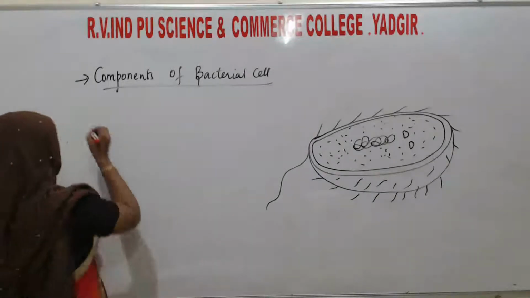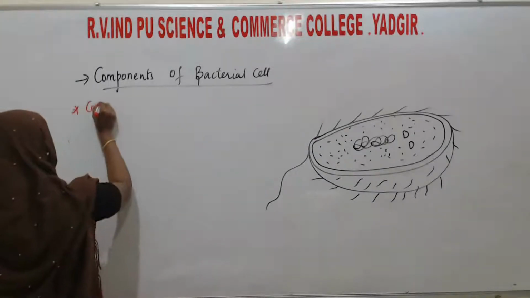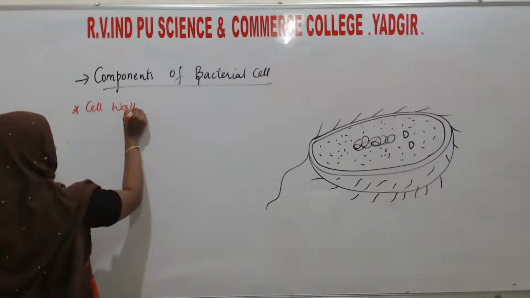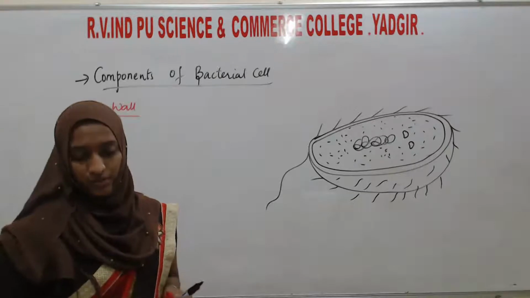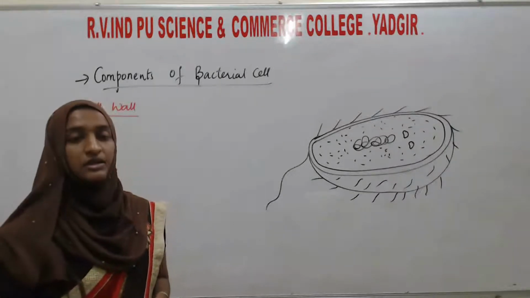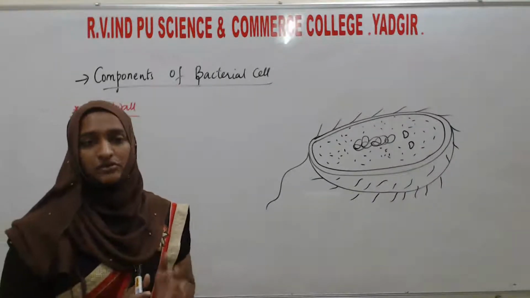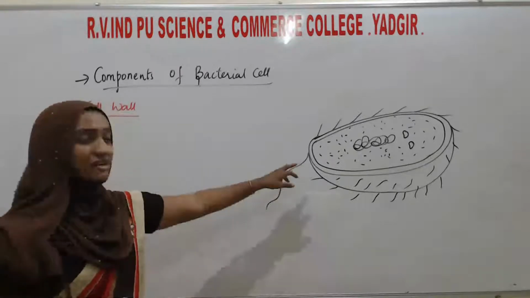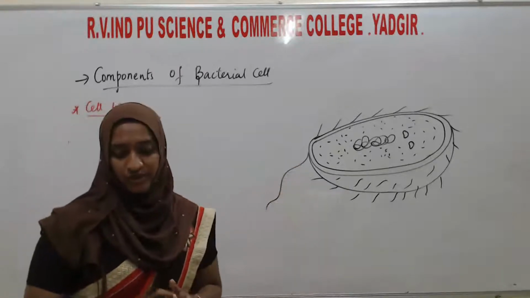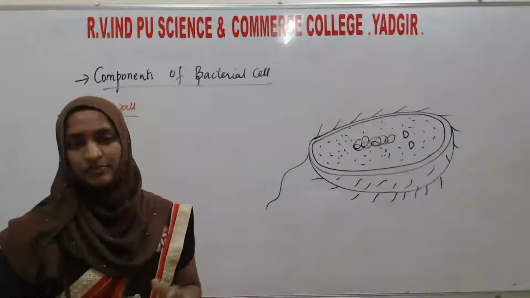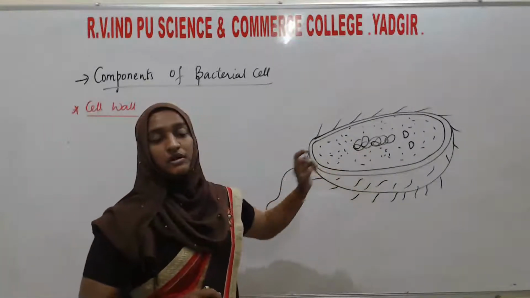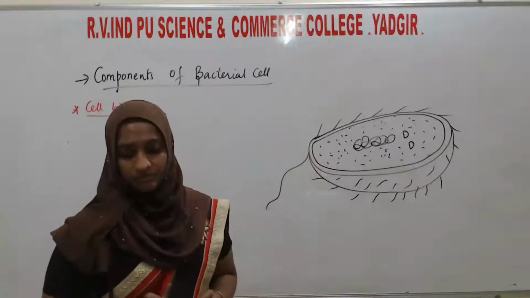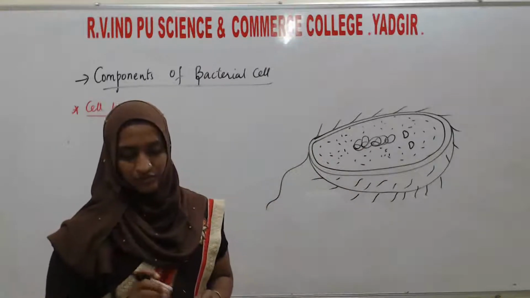Here in the bacterial cell, first we will discuss the cell wall. First component, that is the cell wall. Where is it present? In the prokaryotic cell. The cell wall envelops the cytoplasm, which is a fluid matrix. Inside that cytoplasm, at the center of the prokaryotic cell, there is a presence of what?